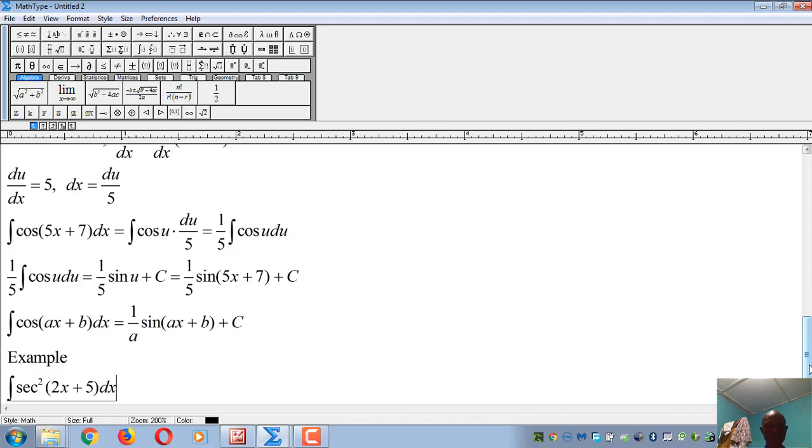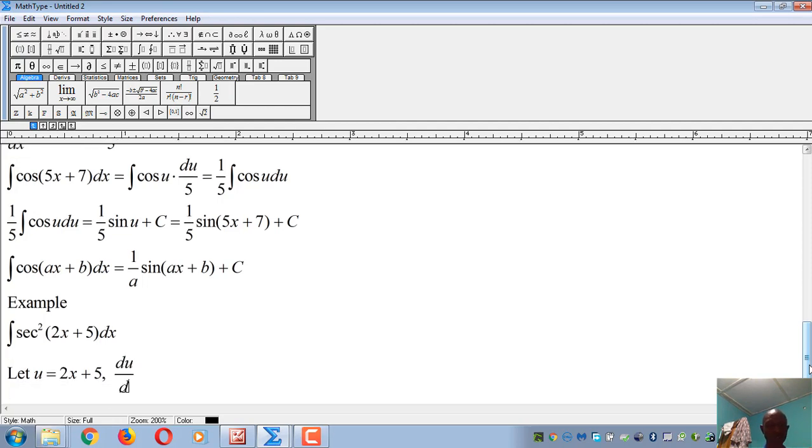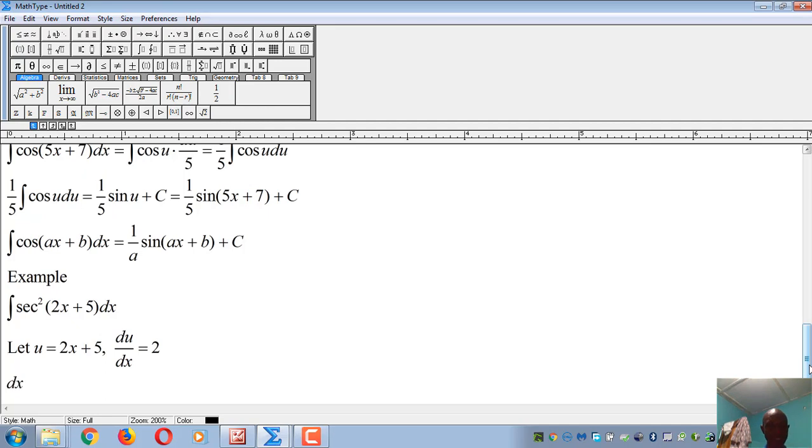So what we need to do is to use the same method. Let our u be equal to 2x plus 5. So our du/dx is equal to 2. That means if you take the derivative of that, our dx is equal to du over 2.